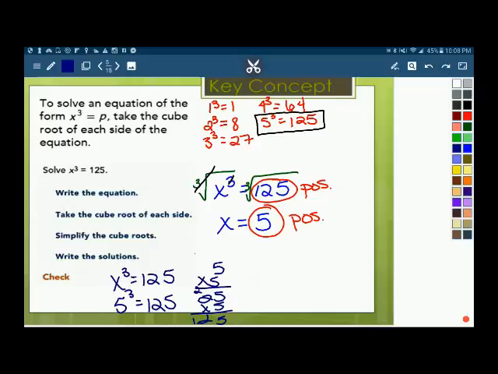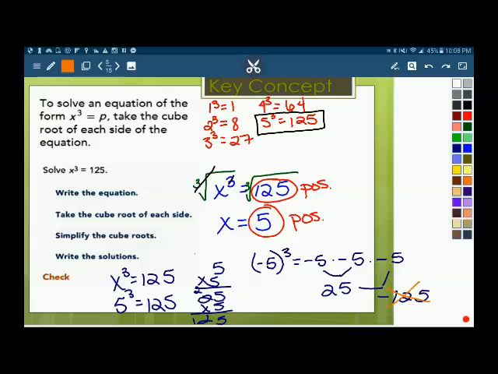If you make the mistake and you want to check your work and you want to see if you should include the negative version, just cube it. So negative 5 cubed is really negative 5 times negative 5 times negative 5. Negative 5 times negative 5 is positive 25. Positive 25 times a negative 5 is going to be negative 125. Well, negative 125 is not the same as positive 125. So negative 5 is not one of the answers to this equation.